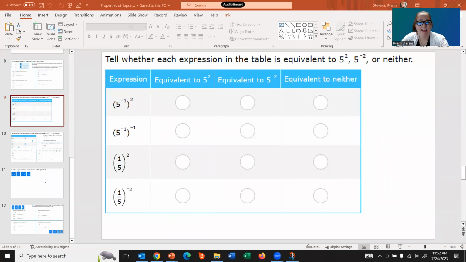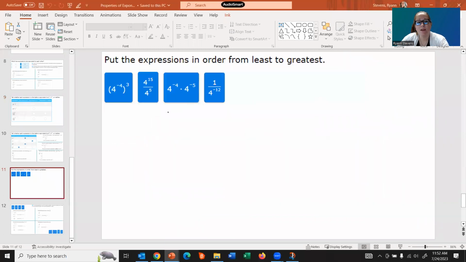All right, and then last question we have here is we want to put the expressions in order from least to greatest. Okay, so least to greatest means that the first number that we have is going to be our smallest number. Now, this is not accurate just yet because we haven't answered the question, but this is where the smallest number should be. And then the largest number is going to be at the end, or the greatest number. So smallest to largest, least to greatest.